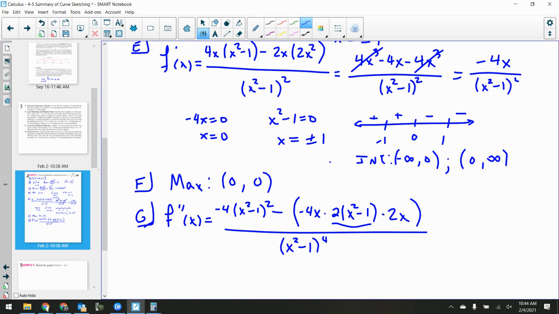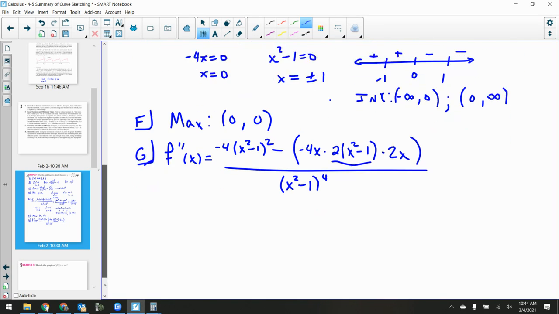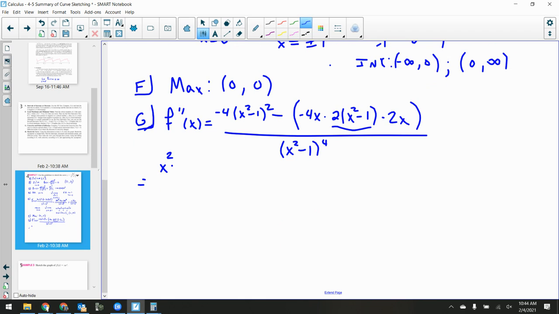Now, do you see something in both parts of my difference? You see how they share an x squared minus 1? This is where I said earlier, I look for things that I could possibly pull out. Do they have a common factor? And they do, an x squared minus 1. So we're going to leave it with a negative 4 times x squared minus 1, which I'll just raise to the first power because I pulled one out. Minus, and then I haven't done anything to this parenthesis yet, negative 4x times 2, and that x squared minus 1 got removed, times 2x.